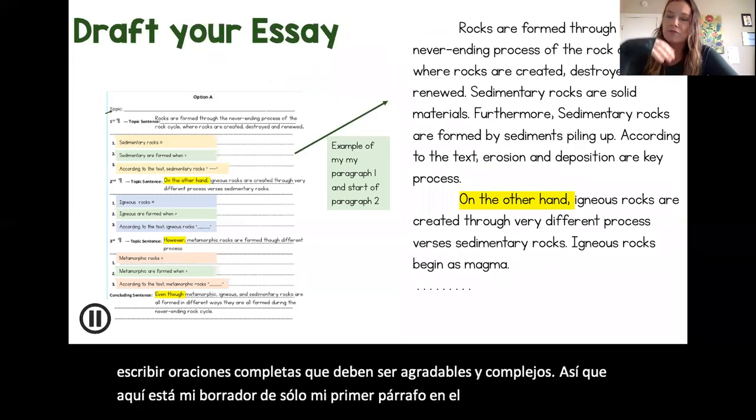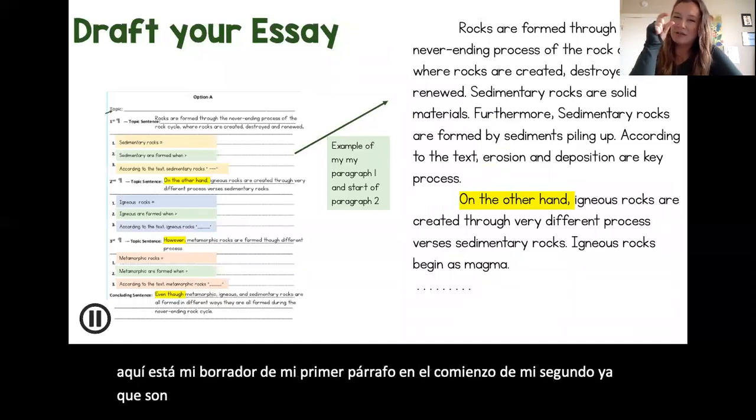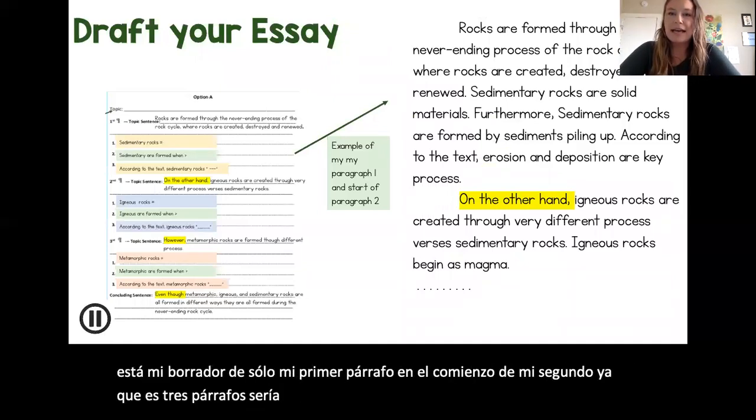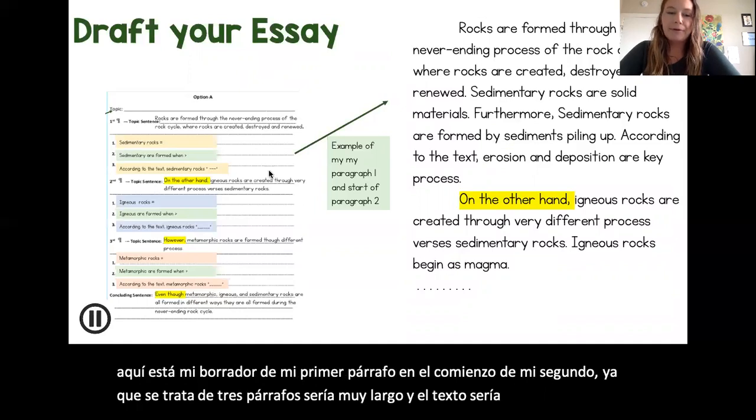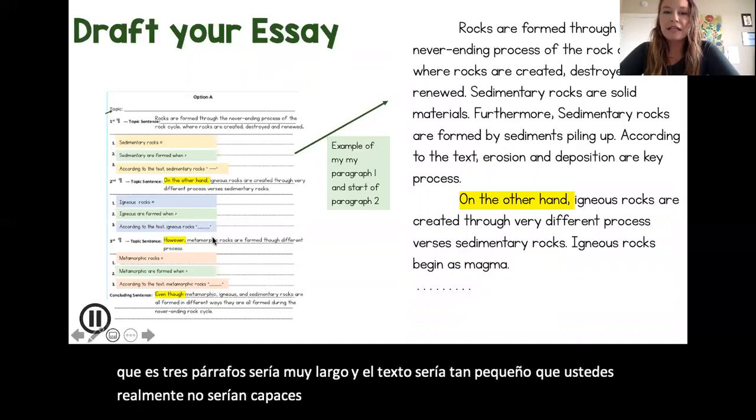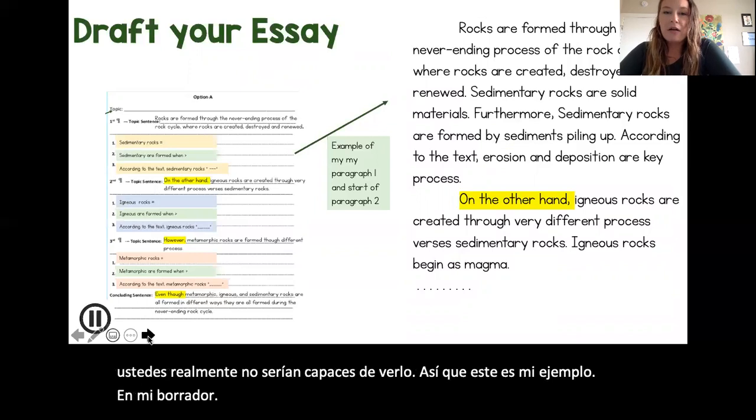Since it's 3 paragraphs, it would be really long, and the text would be so small you guys wouldn't really be able to see it. So here's my example of my draft. Now I'm going to show you how I revised it.